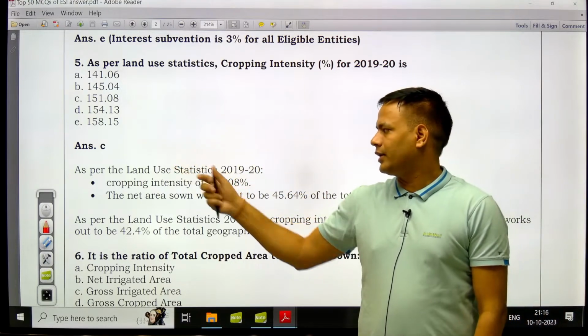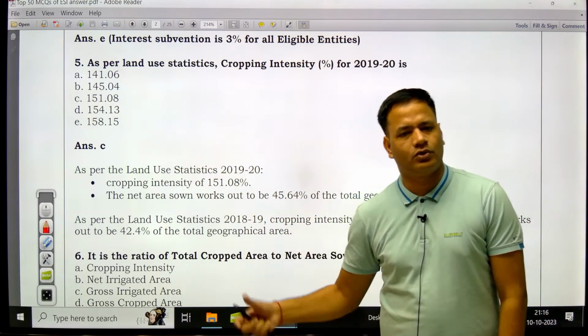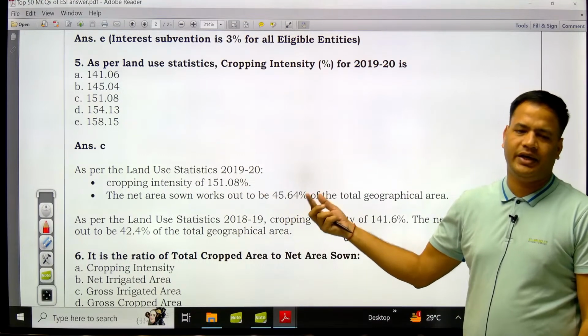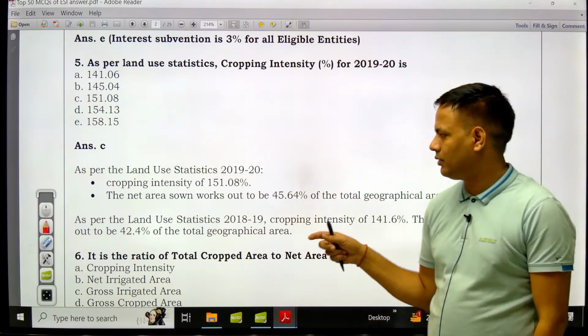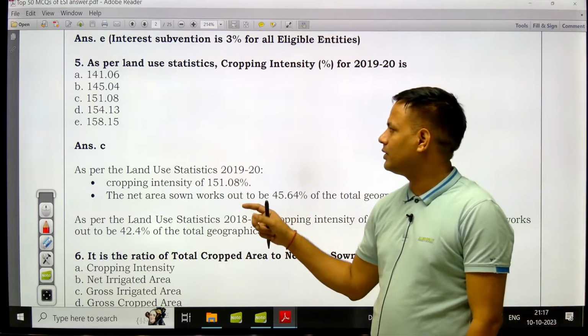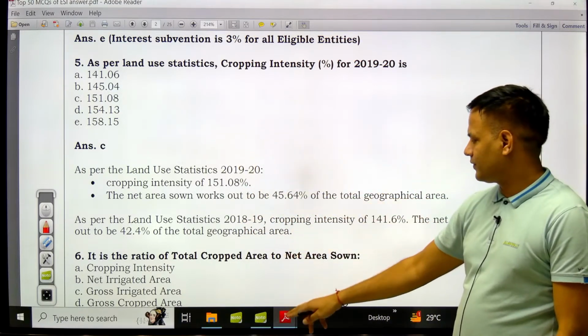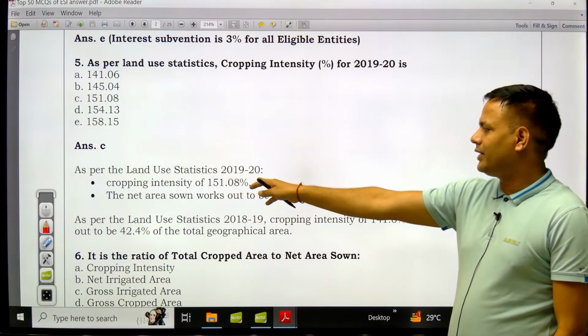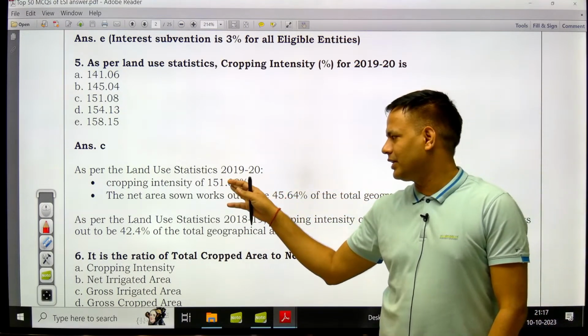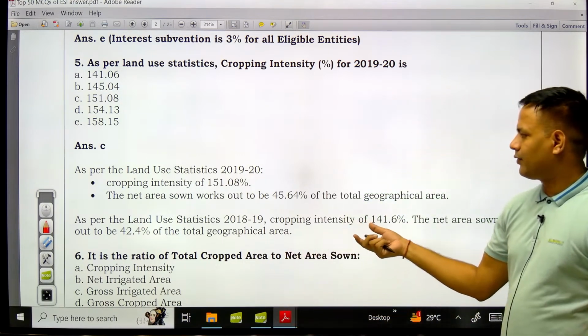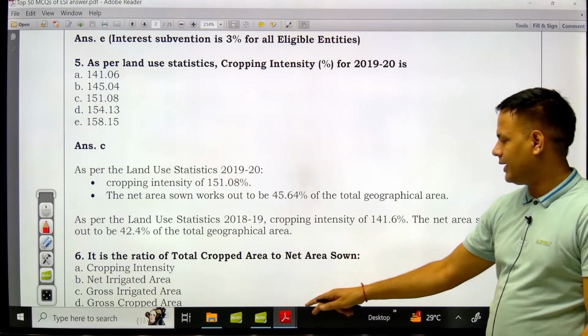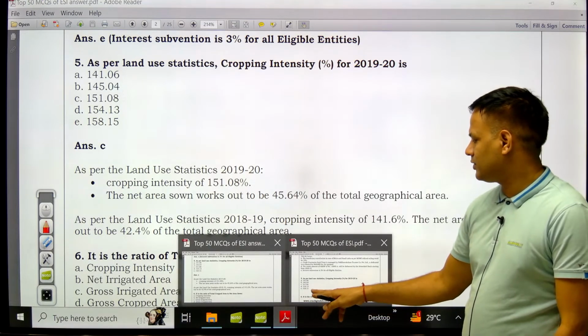2019-20 cropping intensity is given. So though both the facts are important, 18-19 and 19-20, it depends on the examiner, anyone he can ask. So this is the right answer. For 2019-20 it is 151, and for 18-19 141. So easy to remember.